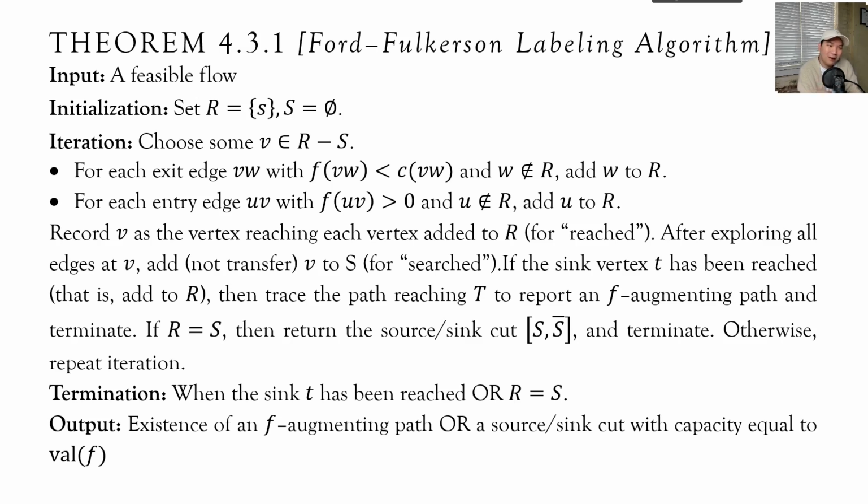As per usual with any of our algorithms, we have our initialization, iteration, termination requirements and our output. Our initialization is R being the source vertex S, and S being equal to the empty set. And some of this notation is going to seem familiar. We're going to use R to represent our reached vertices, while S represents our searched vertices. We've used this notation before about searching and reaching. For our iteration, each iteration will consist of the following.